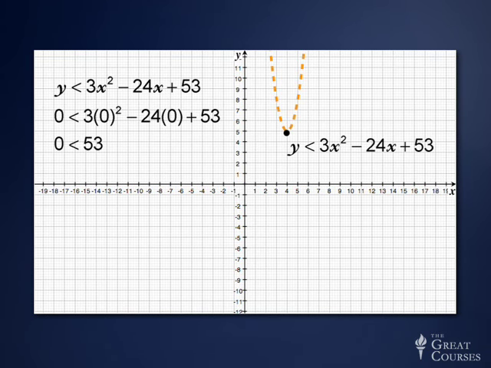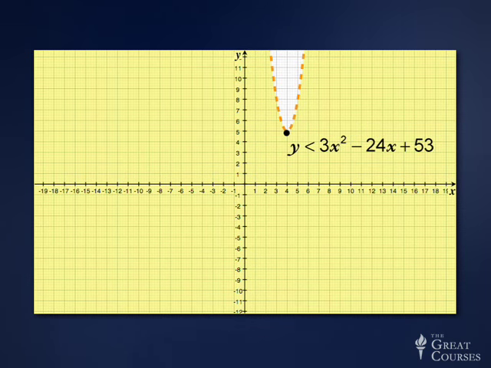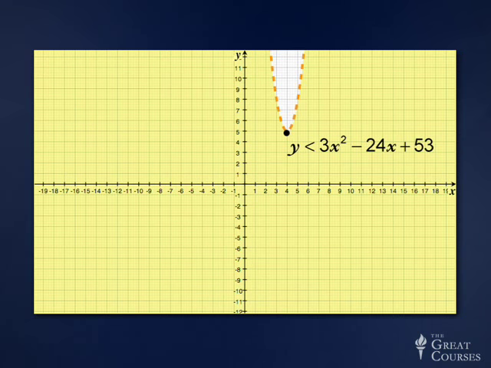Now we have to pause. Is 0 less than 53? Yeah, sure it is. And since 0 is less than 53, the origin is a solution of the inequality, which means I need to shade in the part of the plane that does include the origin. And once I do that, the final answer looks like this.